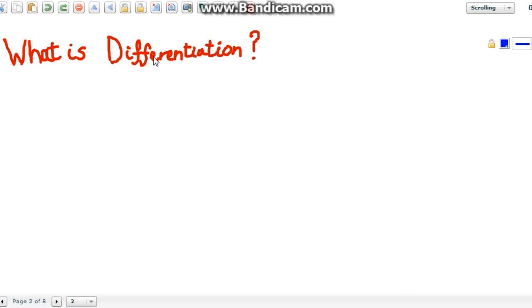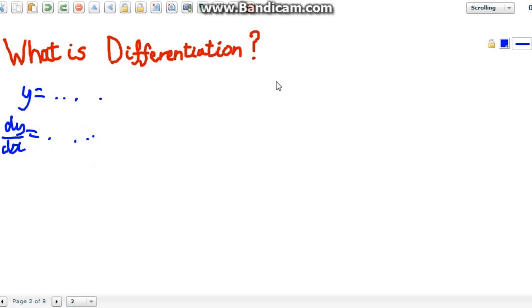But first off, what is differentiation? Differentiation is to find out the gradient of a line at a certain point. There are two ways to show it. If you've got an equation of a line that's y equals something about x, then the differentiation of this would be dy over dx equals, and I'll show you what to do to this part later.